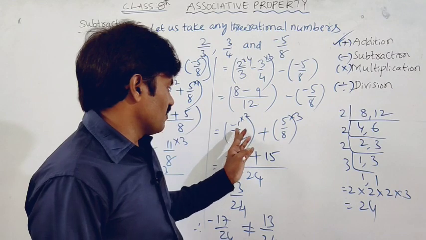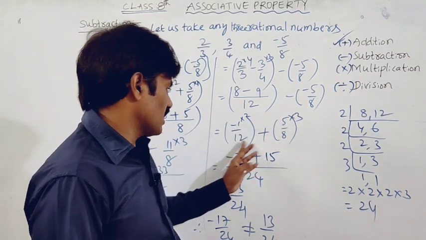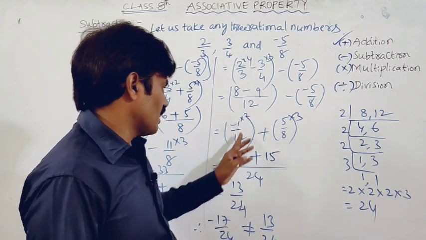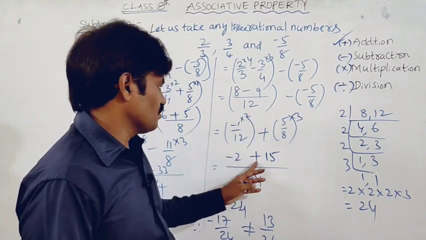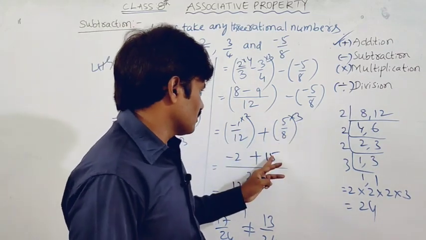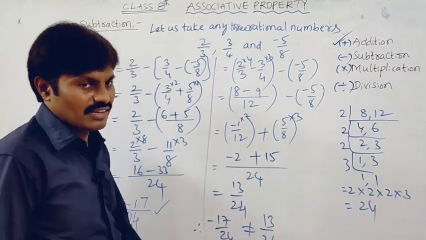And next I simplified these two numbers, minus 1 by 12 and plus 5 by 8. So the LCM of 12, 8 is 24. So 12 divides 24 2 times, so minus 1 into 2 is minus 2, plus 8 divides 24 3 times, so 5 into 3 is 15. So 15 minus 2 is 13, 13 by 24.